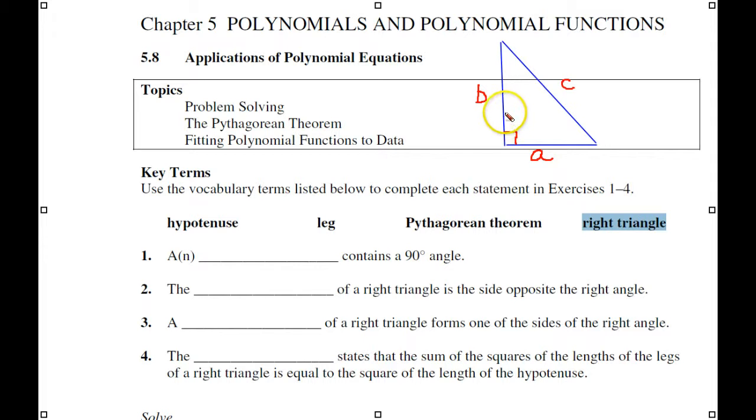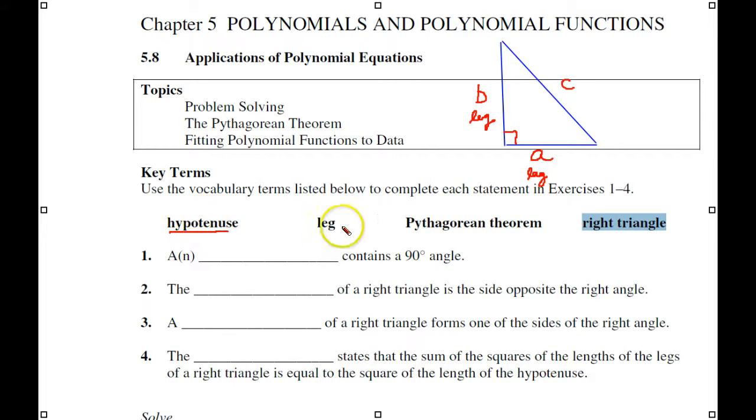So the sides adjacent to the 90-degree angle are referred to as the legs. And usually the letter A is designated to the short leg, B to the long leg, although this is not always followed. And then the side opposite the right angle, side C, is called the hypotenuse.